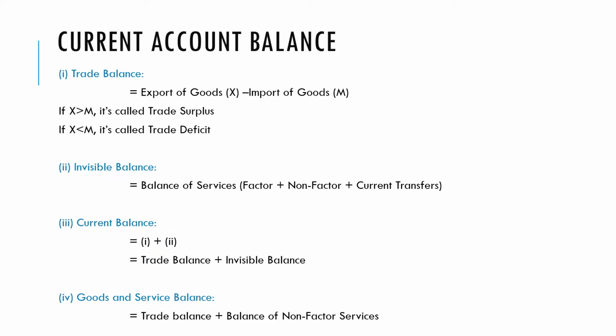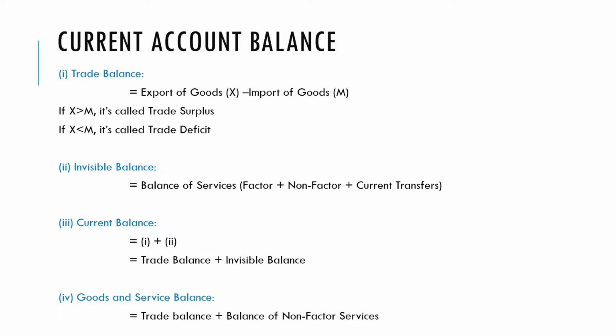The second type of balance is invisible balance. This comprises services, that is factor services plus non-factor services plus current transfers. So invisible balance is the sum total of balance of factor services, balance of non-factor services, and balance of current transfers. Third one is current balance.